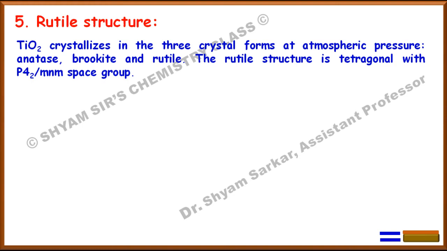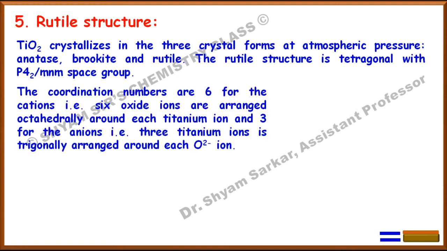So this is the characteristic of this type of rutile structure, and the coordination number for this type of crystal structure is 6 for the cations. That means 6 oxide ions are arranged octahedrally around each titanium ion, and 3 for the anion. So 6:3 compound here. Okay, that means 3 titanium ions are trigonally arranged around each oxide ion. So 6:3, 6 for the cation and 3 for the anion. So this type of compound belongs to 6:3 coordination number.